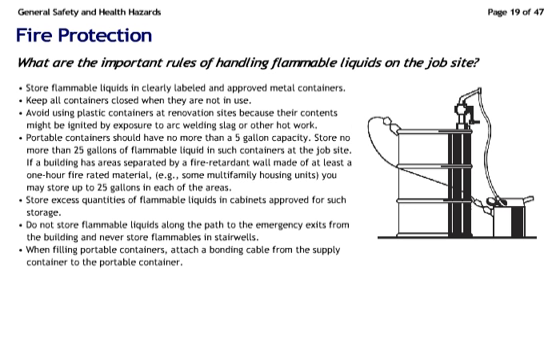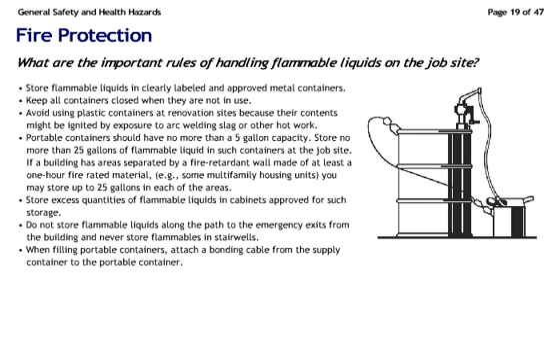Here are some of the important rules of handling flammable liquids on the job site. Store flammable liquids in clearly labeled and approved metal containers. Keep all containers closed when they are not in use. Avoid using plastic containers at renovation sites because their contents might be ignited by exposure to arc welding slag or other hot work. Portable containers should have no more than a 5-gallon capacity.